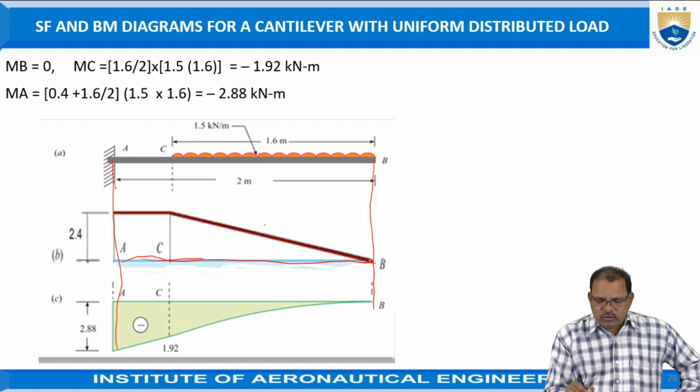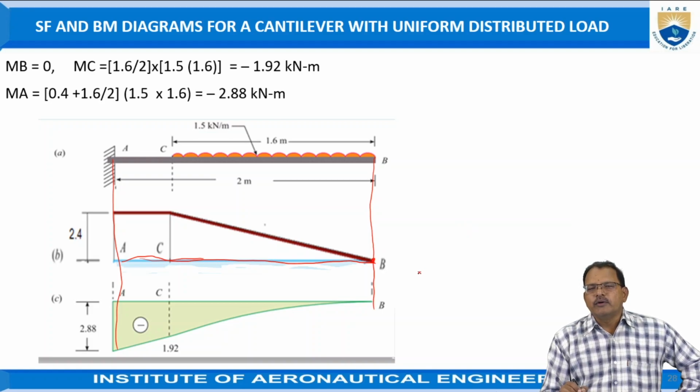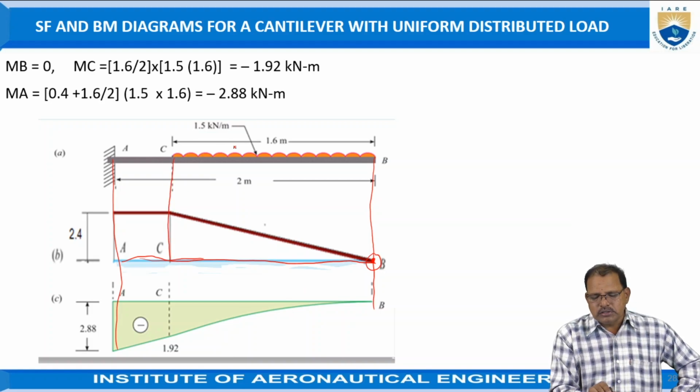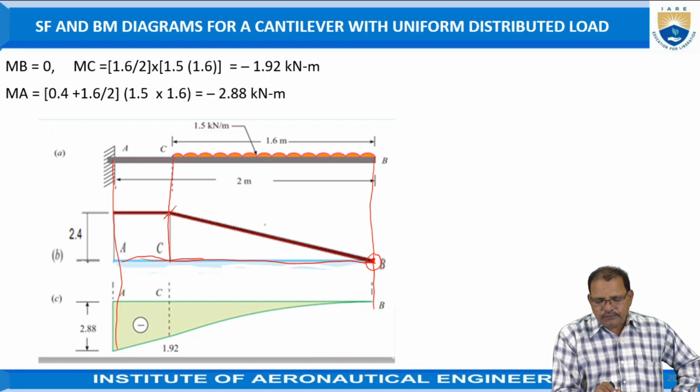The shear force at B is equal to 0 because the uniformly distributed load is there. With respect to B, the shear force is equal to W into X. X is equal to 0 because the reference point is B only, and here it is 0 now. At C, the shear force is equal to how much? Over a length of 1.6, W is equal to 1.5. That is 1.5 into 1.6, which is equal to 2.4 now. That is, up to this 2.4 you take and draw the lines.